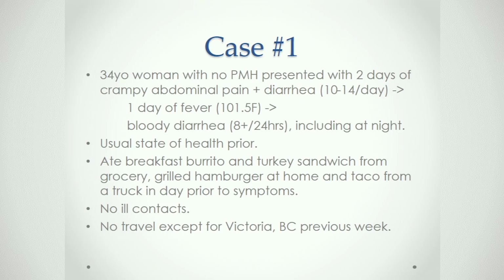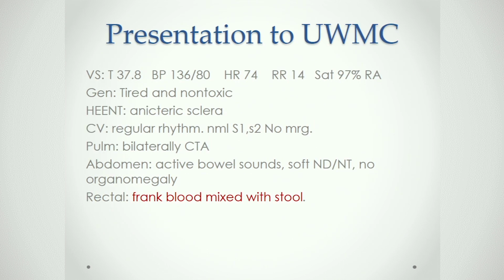So for our first case, this is a woman that I cared for a couple of years back who came in with no past medical history and had 2 days of crampy abdominal pain and diarrhea. That evolved into fevers and bloody diarrhea 8 times within 24 hours. She had been healthy up until this and had just returned from a trip to Victoria, BC, where she had had a breakfast burrito and a turkey sandwich from a grocery store, grilled hamburger, and a taco from a truck. And those all became relevant as we went through this conversation. Nobody around her was sick, and nobody else had symptoms like she did.